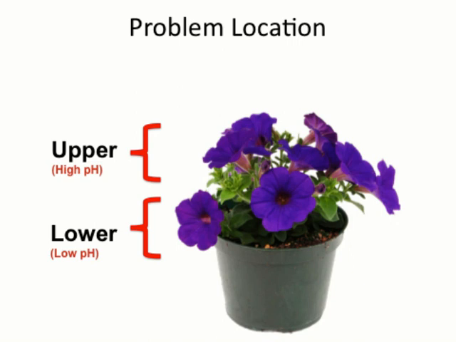When nutrient symptoms appear due to pH, they typically develop either in the upper or lower foliage. The location of the symptoms provides a clue to what is occurring. Low pH symptoms typically appear in the older leaves, and high pH symptoms typically appear on the new growth.